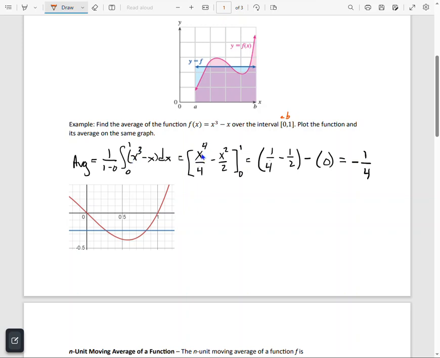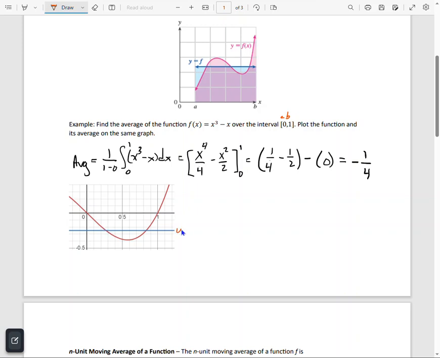The antiderivative of x cubed is x to the 4th over 4, minus the antiderivative of x, which is x squared over 2. We'll evaluate that from 0 to 1. Notice 1 minus 0 is 1, and 1 over 1 is just a coefficient of 1. Kind of boring with this interval. Substitute 1, I'll get 1/4 minus 1/2. Substitute 0, I'll get 0. 1/4 minus 1/2, this is 2/4, so 1 minus 2 is negative 1/4.